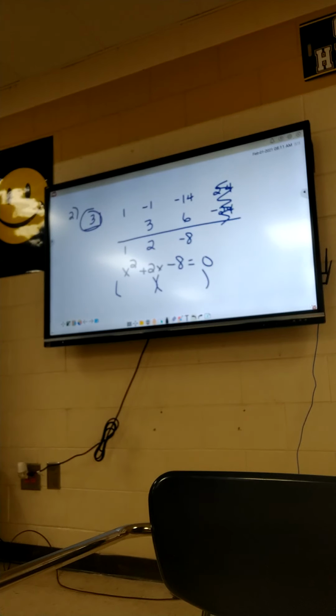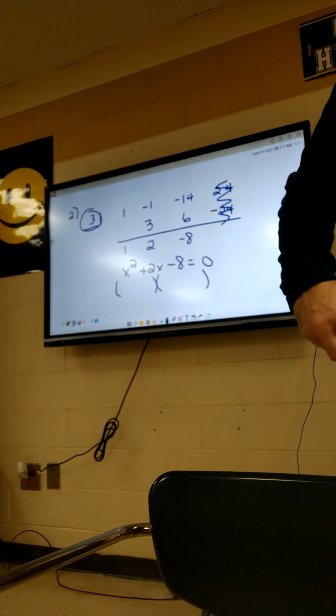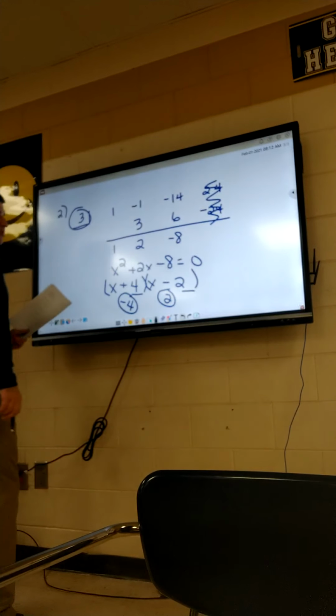So you guys can factor it out from here or either do quadratic formula, either one, to find the remaining 2 answers. Problems like number 3 last year. Everybody good on number 2?